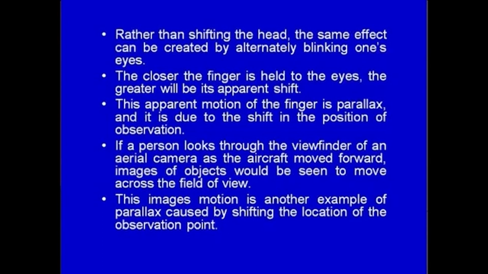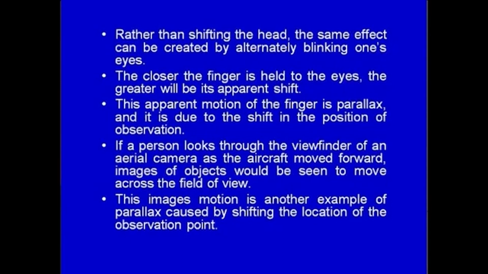Rather than shifting the head, the same effect can be created by alternately blinking one's eyes. The closer the finger is held to the eyes, the greater will be its apparent shift. This apparent motion of the finger is parallax and it is due to the shift in the position of observation.